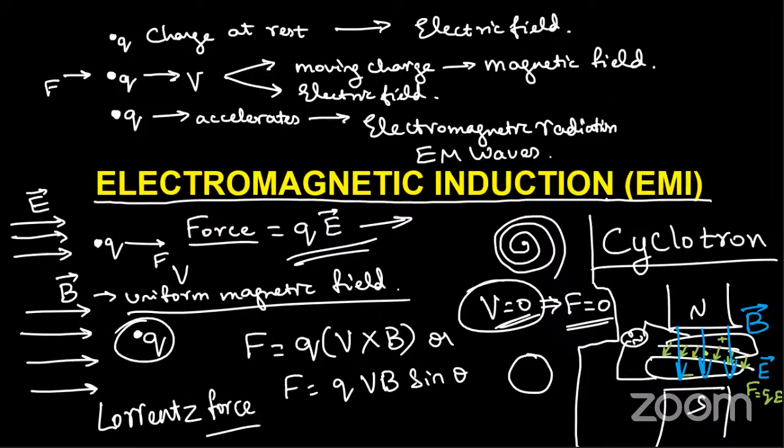The Lorentz force is nothing but the combination of the magnetic force, the force due to the magnetic field experienced by the charge, and the force due to the electric field experienced by the charge. The Lorentz force is given by F equals Q times E plus Q times v cross B. So this is what the Lorentz force is given by. These were the few basic things which we wanted to know before we start this chapter.